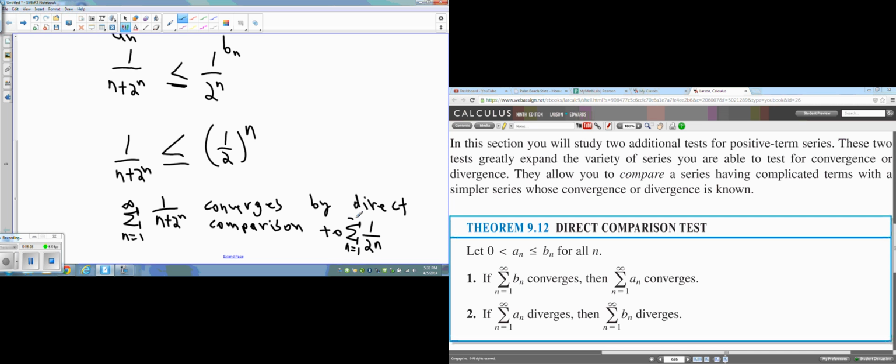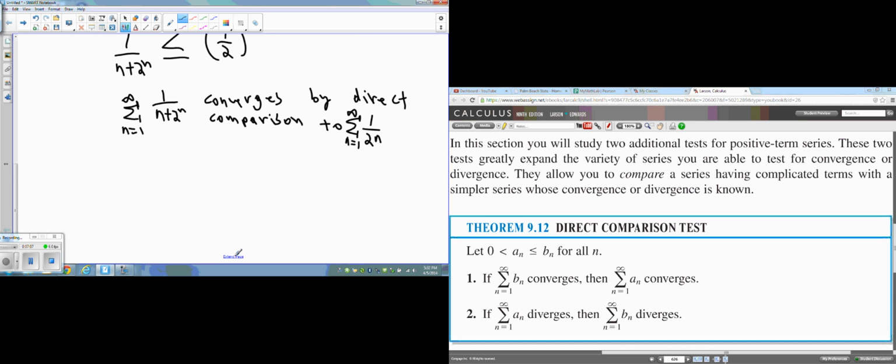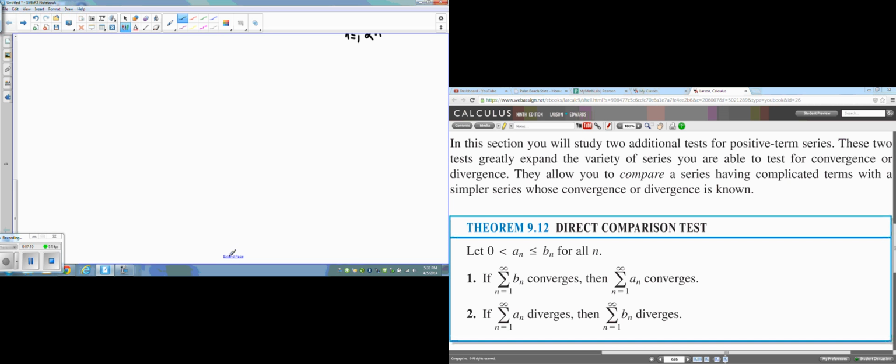Okay, so there we have it. That would be the conclusion, that this series converges, and it converges by direct comparison to the geometric series. All right, so let's take a look at another example. Actually, let's see what happens with this example here.